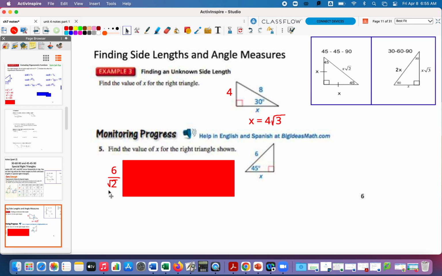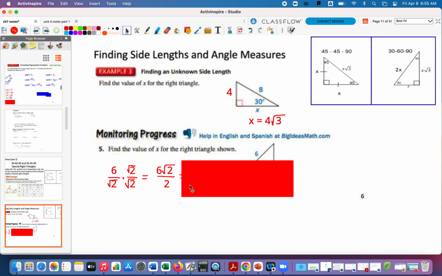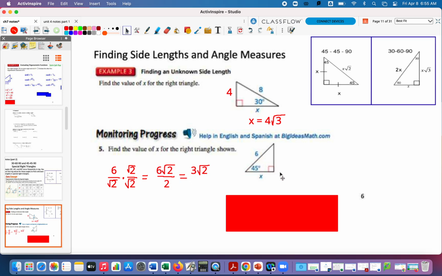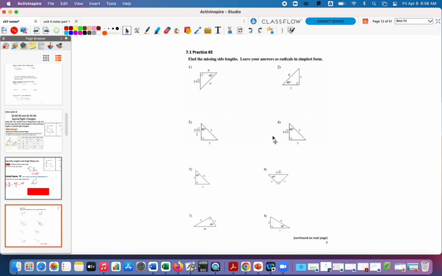Now that's an okay answer, but let's try to clean it up. We don't want any square roots on the bottom, so we can multiply top and bottom by root 2. So how about 6 root 2 over 2, which then goes one step further. 6 divided by 2 gives you 3. So 3 root 2 would be this side, and it's actually also the length of this side as well, since they're the same. On the next page, you get some practice here, so try these out.